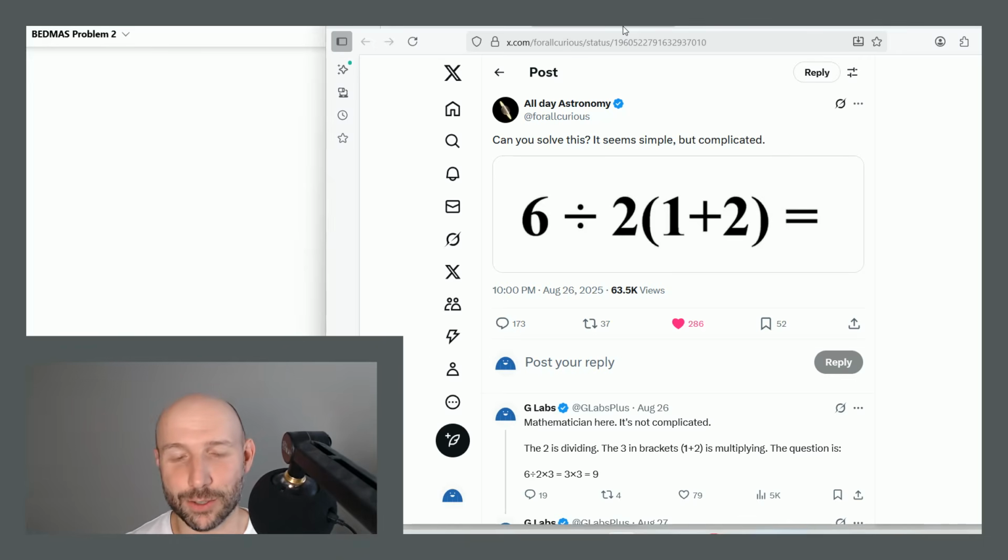Questions like this circle the internet every once in a while, and it's always the same trick at play here. It is in fact written in a way intended to trick people, and I will show you what that trick is and the most common errors that people make when solving these kinds of questions. So let's go to the whiteboard.